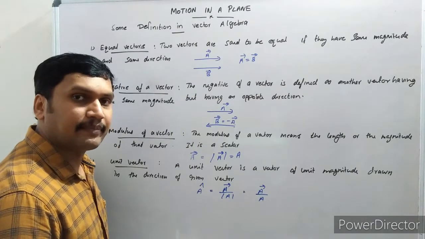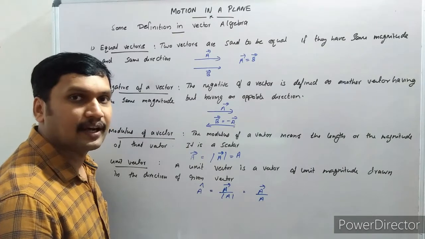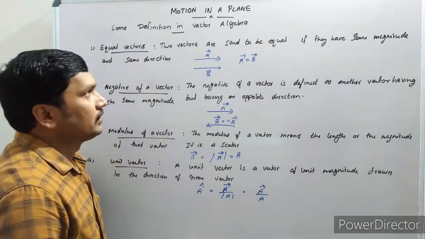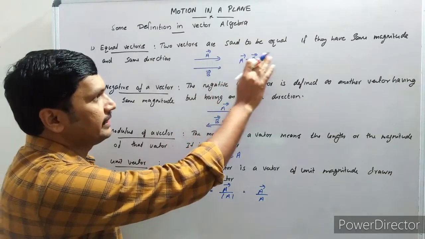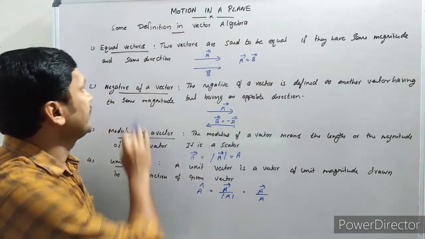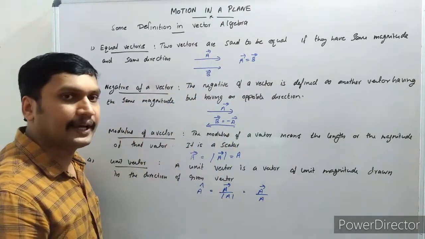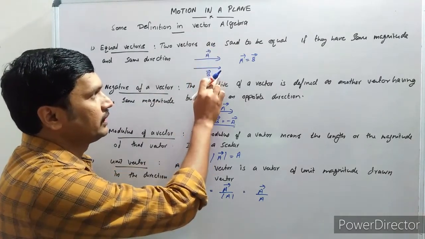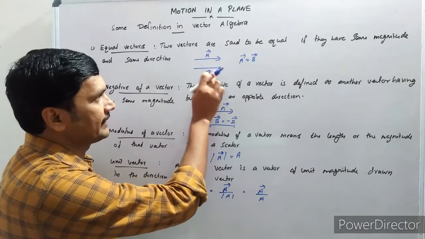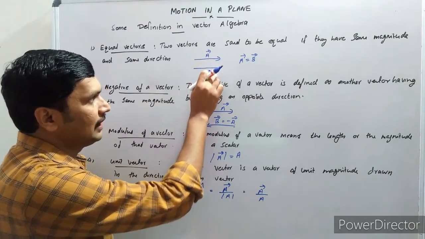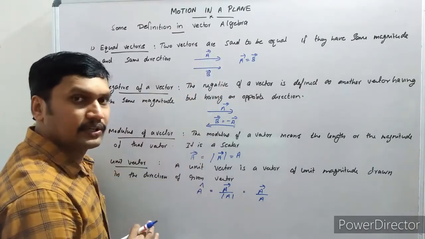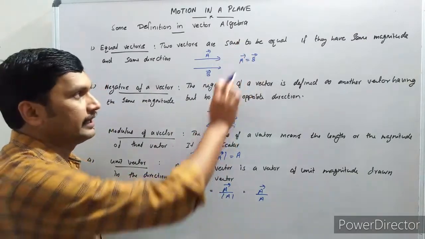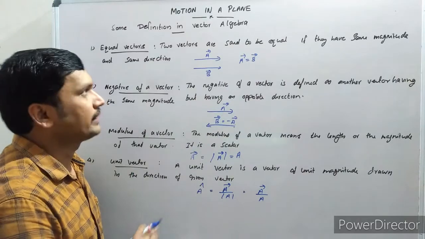Now let us see some definitions in vector algebra. Equal vectors. Two vectors are said to be equal if they have the same magnitude and the same direction. Here we have two vectors A and B. You compare the length of the two vectors, both are the same and the direction is also the same. So we can say vector A is equal to vector B. A and B are equal vectors.